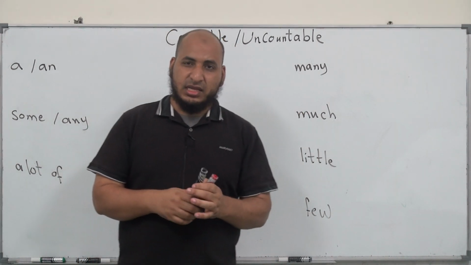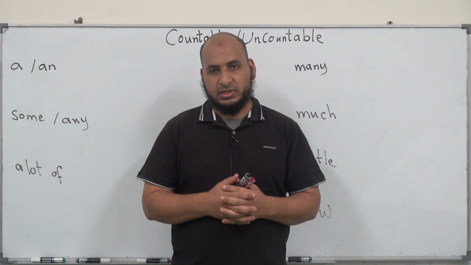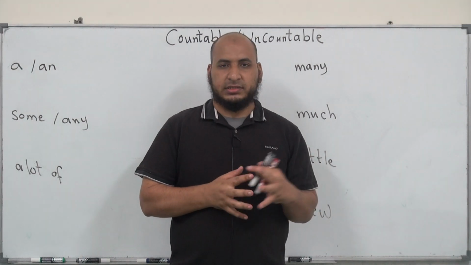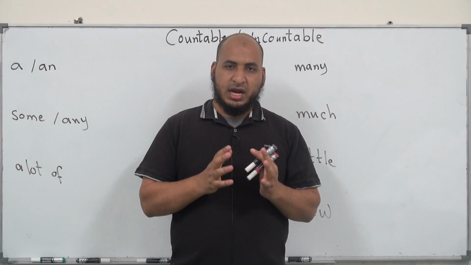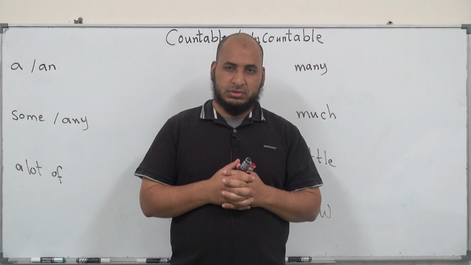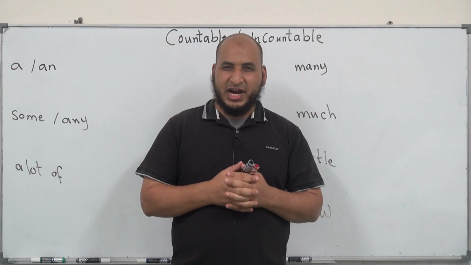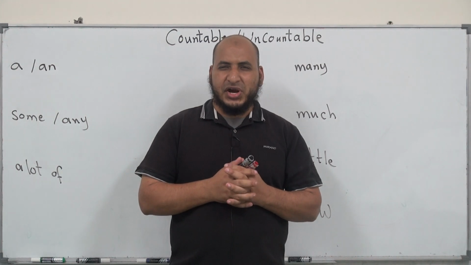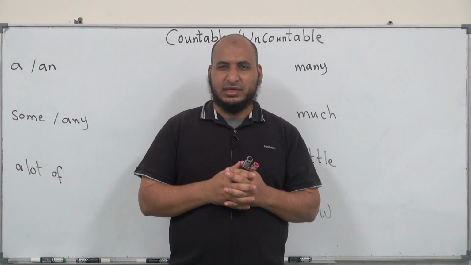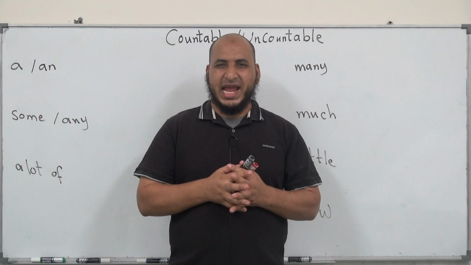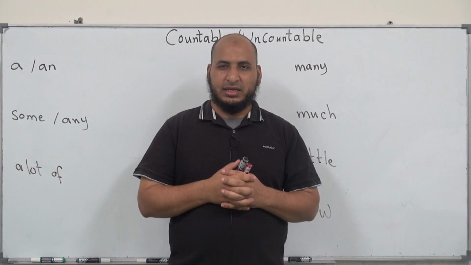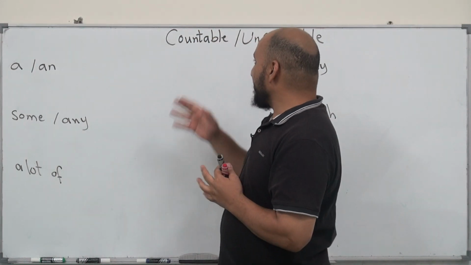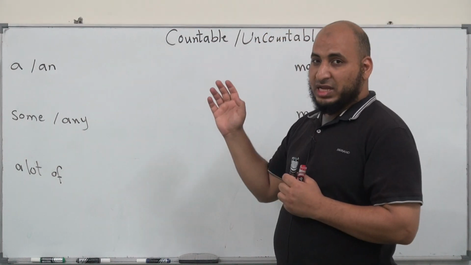Again, I have 2 cars. You have a car. You have 3 cars. Car is a countable noun, but I love rice and meat. You can't say 3 rices. You can't put the letter S to make it plural. So, the countable and the uncountable nouns.